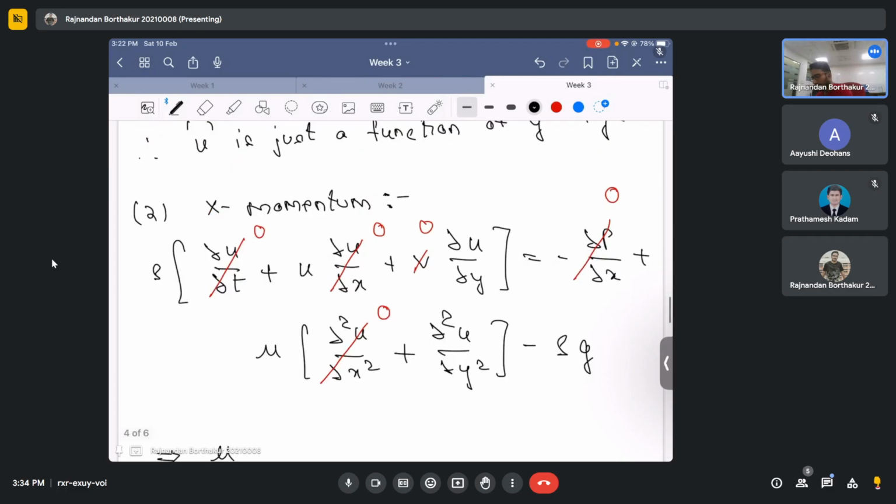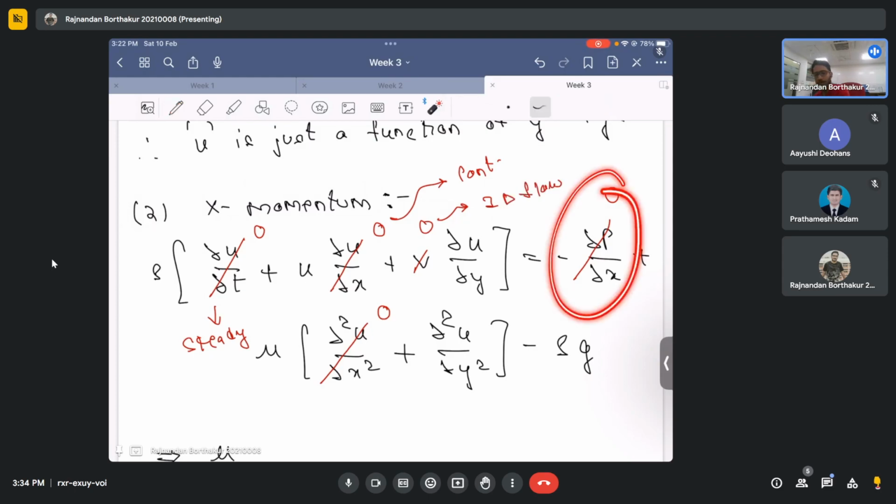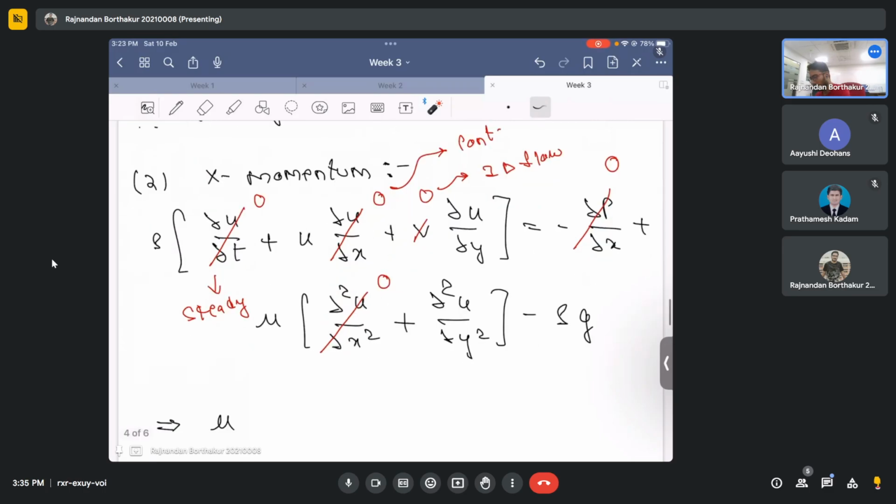I hope the assumptions are clear. I believe I do not need to write them explicitly, however, I'll just state these things here. This is the steady state assumption. This comes from the continuity equation. This comes from the fact that it's a 1D flow. This is 0 because the physical problem says that there is no pressure gradient. And since del u by del x is 0, del squared u by del x squared also has to be equal to 0.